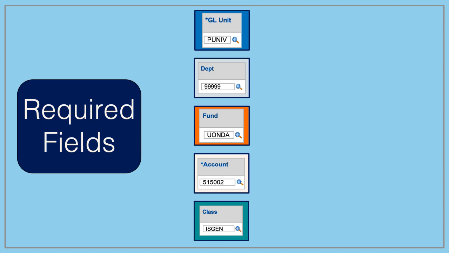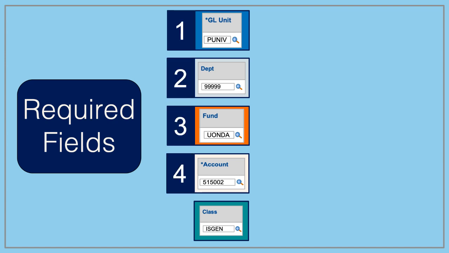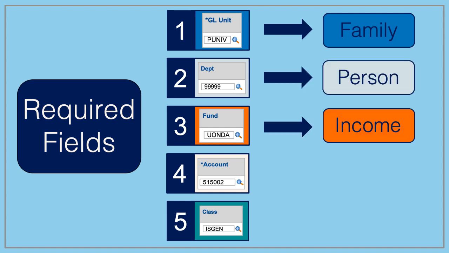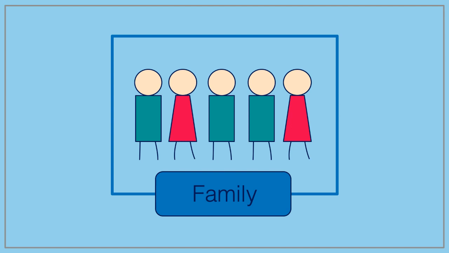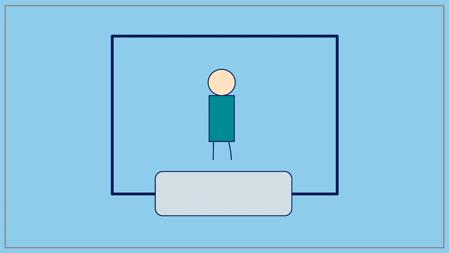Every chart string is composed of 5 required chart fields. Using family finances as a framework, we can look at the 5 required chart fields like this. At the top level is our family, or the business unit. This tells us to whom the expense is related. Next, we have a person from the family, or the department. This is who is spending the money.